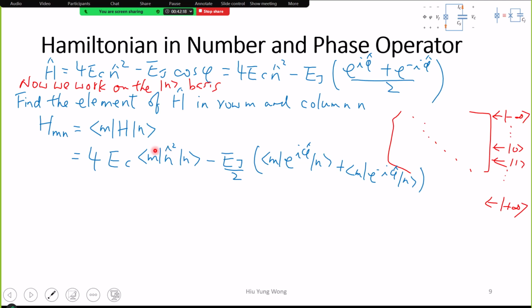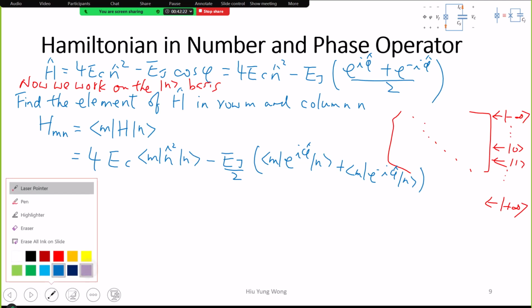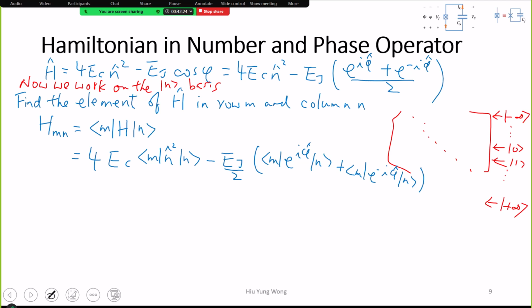Now the difficulty is how to evaluate this, okay? But here is this. We are not proving it here. You can look at the textbook on how to prove it.